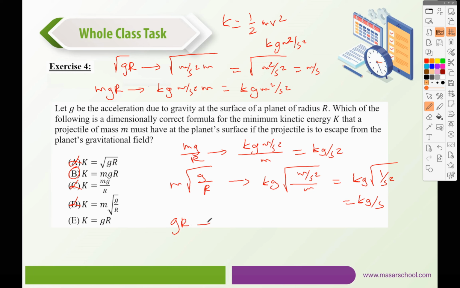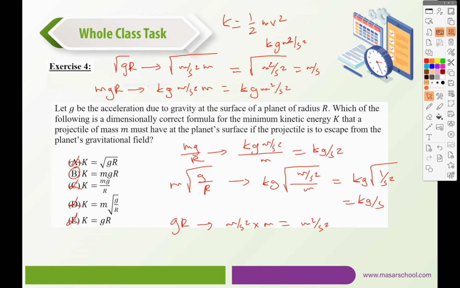Now GR is meter per second square times meter, and that would be meter square per second square, and there is a mass which is missing, so that's wrong. Then B is the correct answer.